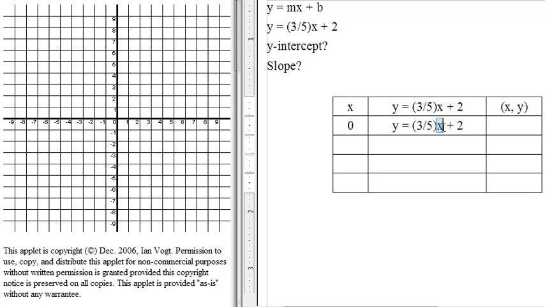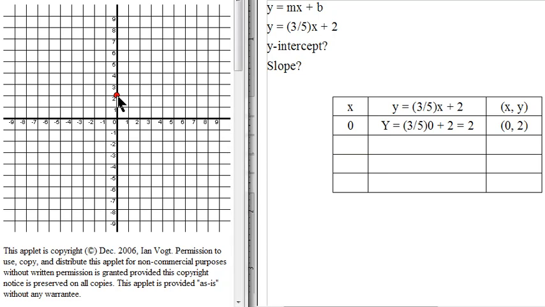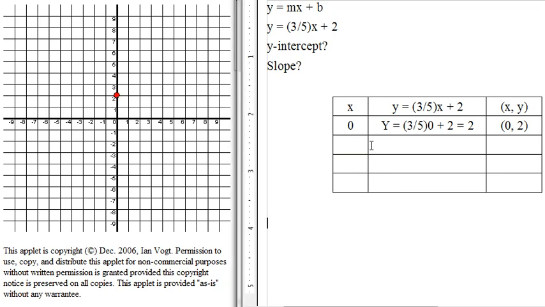So I just change this x value to 0, and I'm going to get y equal to 2, because this whole part is 0. So my point there, x, y, is going to be 0, 2, and that is going to be the y-intercept because it's on the y-axis right here, over 0 up 2. So if I were going to graph that point, it would look like that. Now back to my chart.